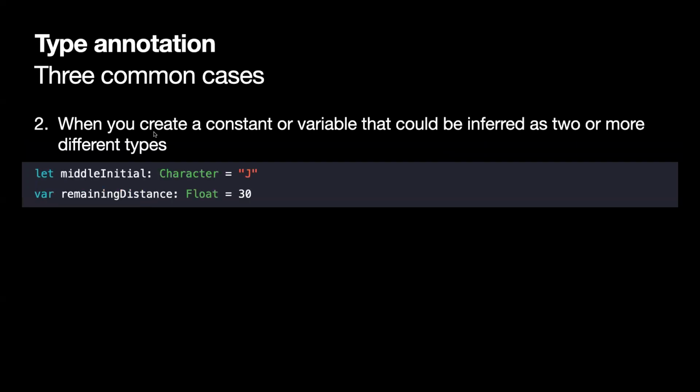The second case is that if you define a constant or a variable that can be interpreted in two or more different ways, or inferred as two or more different data types. What does that mean? If I did not put character here, character is another data type that we did not discuss, it will consider this as a string. So if I wanted to define this as a character, then I define this variable name middle initial as a character, and I assign a character value to it.